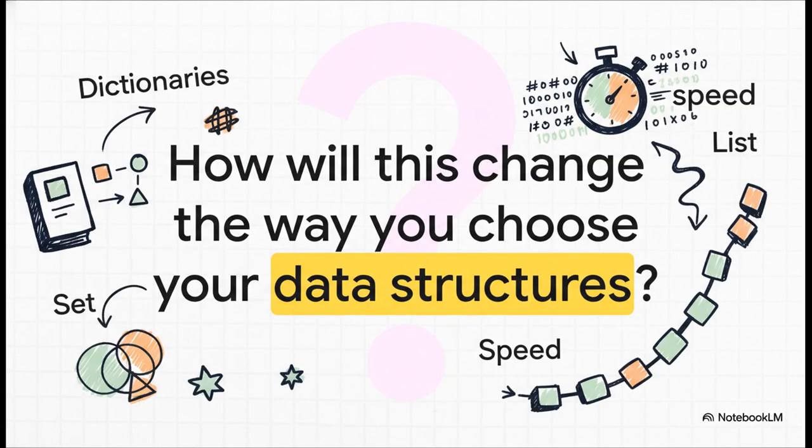And here's the real takeaway. Knowing the why behind the speed gives you a superpower. It lets you write faster, smarter, more efficient code. The next time you need to check if an item exists in a huge collection, you'll know instantly to reach for a dictionary or a set, not a list. So now that you know the secret, how is it going to change the way you build things in Python?